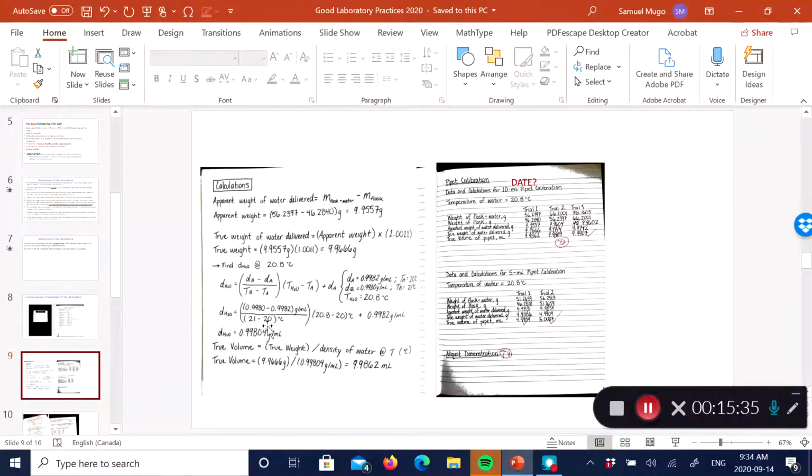As I said, the data should be recorded on the right-hand side. In this case, actually, the student forgot to put in the date. So the date should be there, and the title of the work that you are doing, pipette calibration in this case. And the data should be recorded there. The calculations, on the other hand, should be recorded on the left-hand side of the lab notebook.